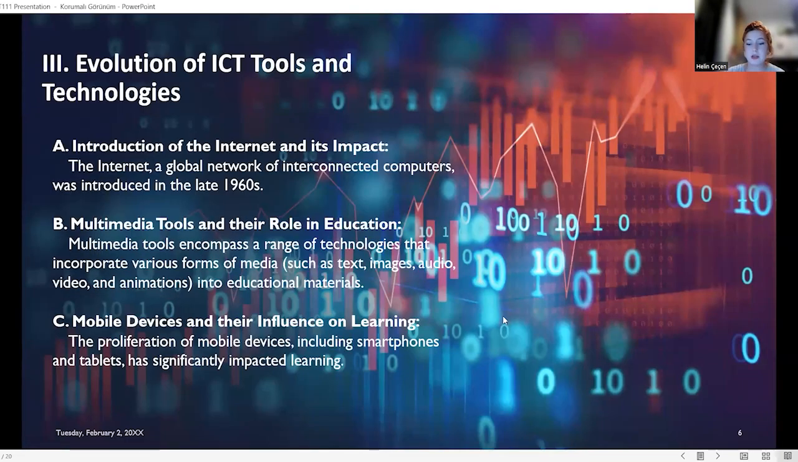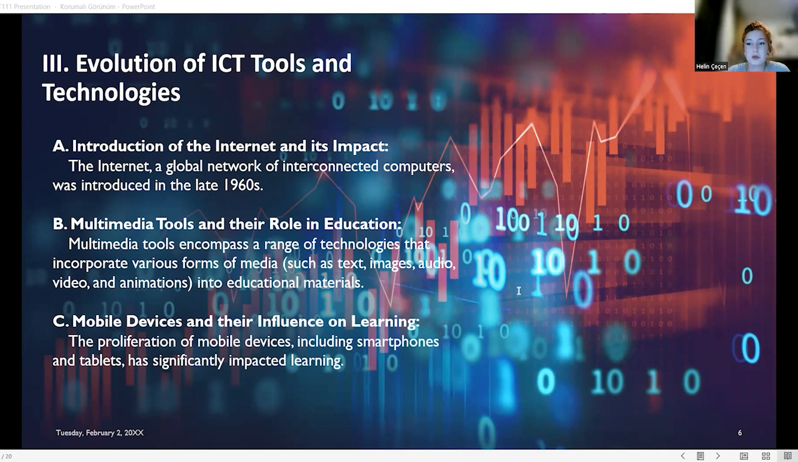Evolution of ICT tools and technologies. First of all, introduction of the Internet and its impact. The Internet, a global network of interconnected computers, was introduced in the late 1960s, with the World Wide Web becoming publicly accessible in the early 1990s. Global connectivity. Access to information, e-commerce and business, education and e-learning, communication and collaboration, entertainment and media, and social impact with the introduction of PCs.